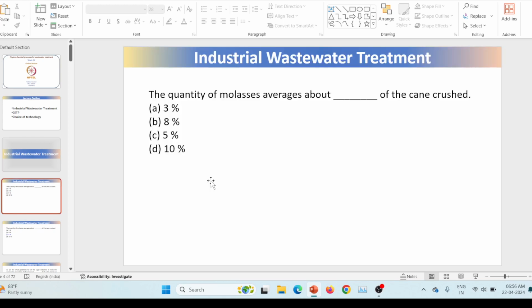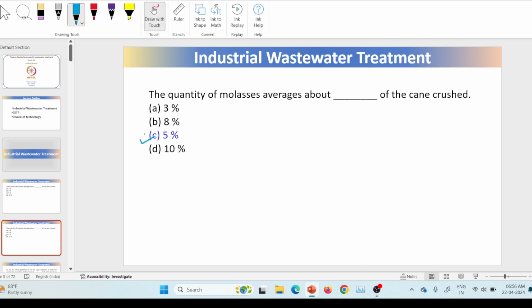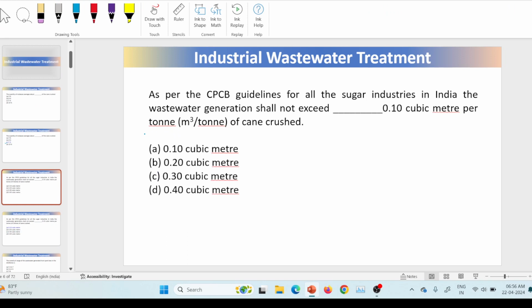The quantity of molasses averages about dash percentage of the cane crush. So the answer is 5%. As per CPCB guidelines, for all the sugar industries in India, the wastewater generation shall not exceed how much cubic meter per ton of the cane crush? It's already specified here, 0.1 to 0 cubic meter.